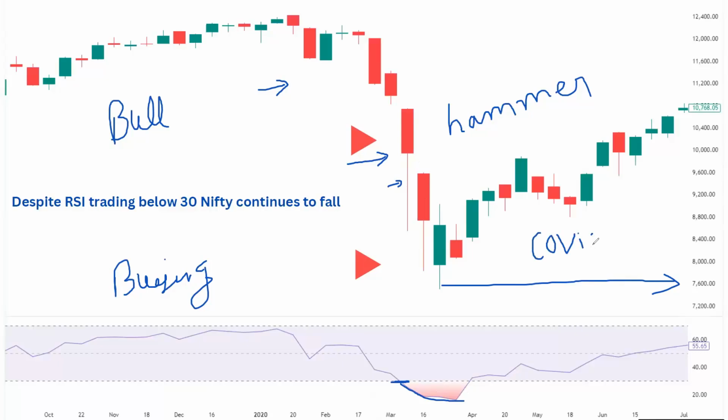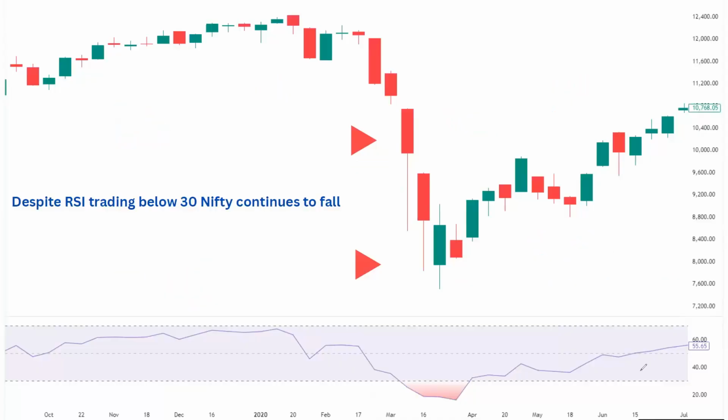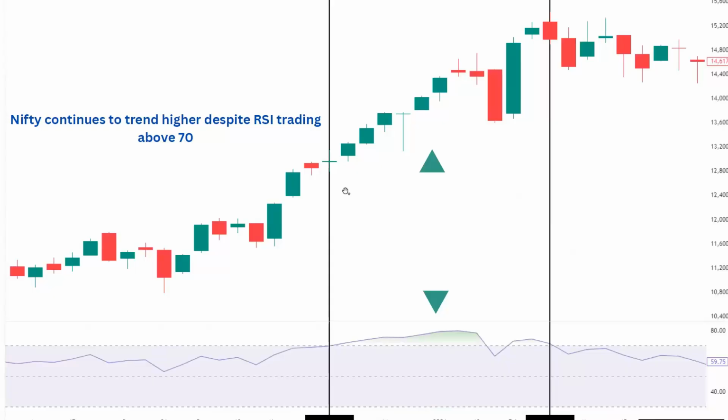All right, I will say I agree with you. Then let me show you the next example. In the next example, see this. RSI has stayed above 70 and the market kept on rallying.